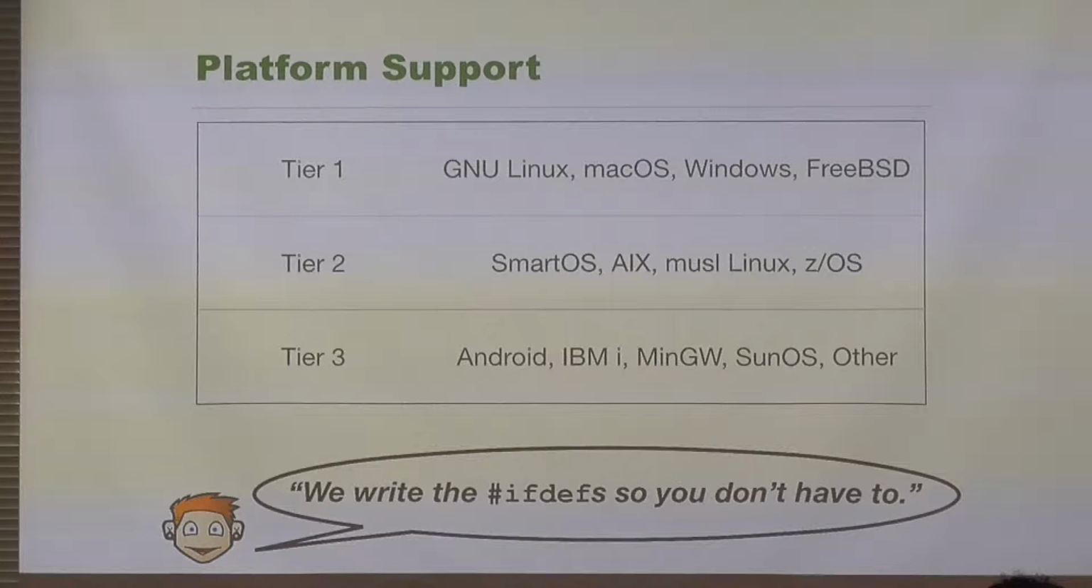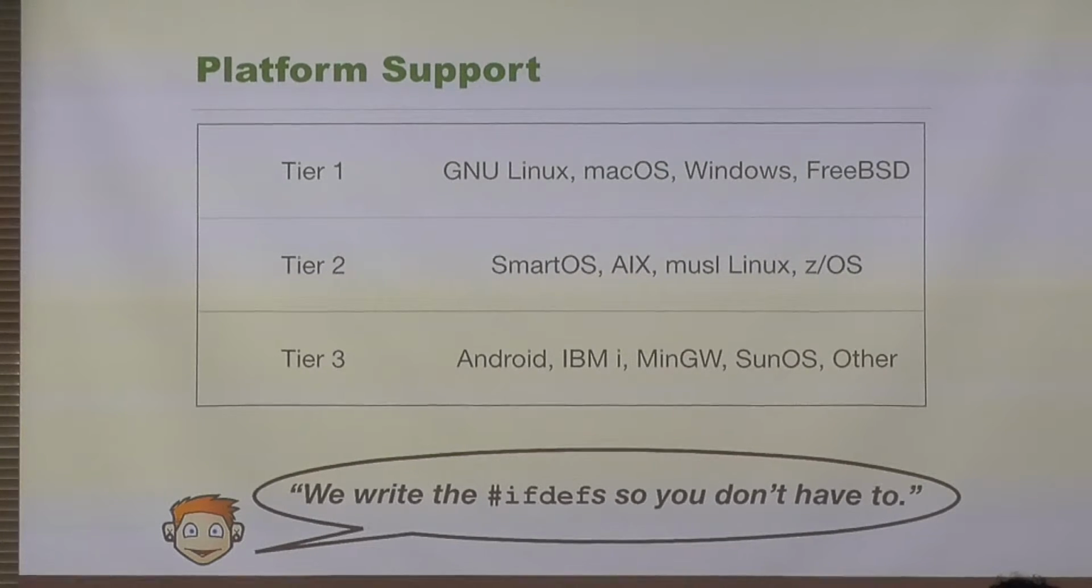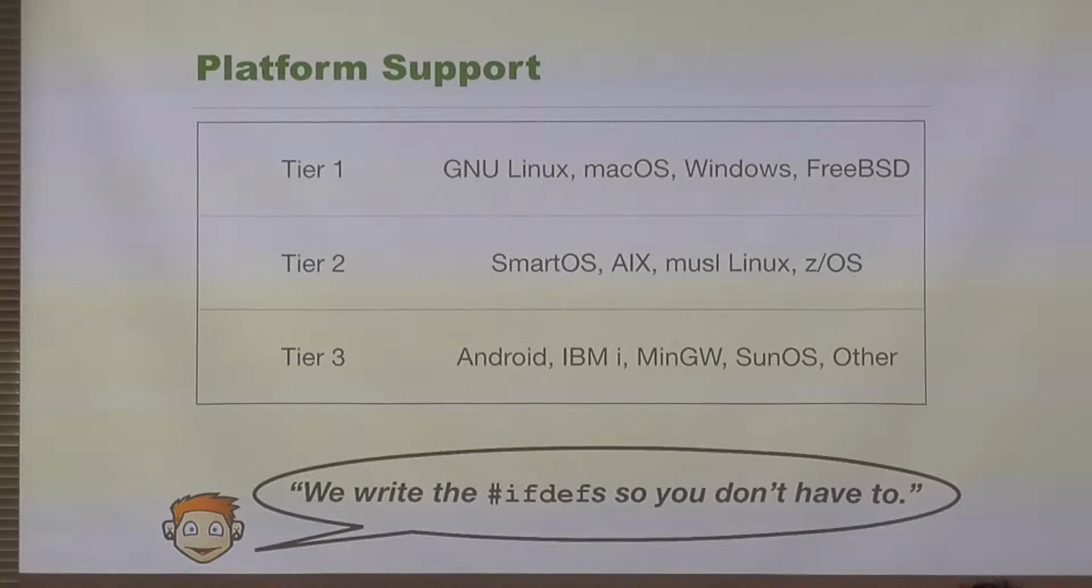And then below that, we have our tier 2 support, which is officially supported, but not necessarily tested with the CI. I think we actually need to go back and update our tier system because SmartOS, AIX, and z/OS are all run in the CI. So I think they should actually be tier 1 platforms. And the other tier 2 platform is going to be musl Linux.